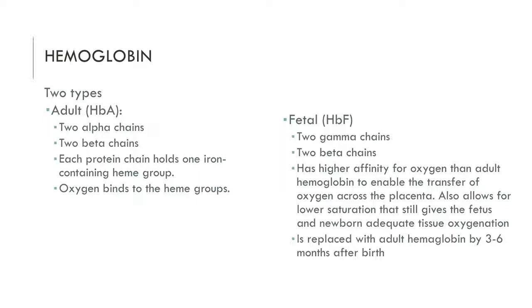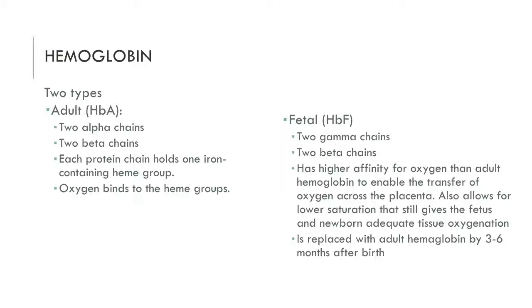And finally, we're going to talk about red blood cells. Red blood cells are dependent on hemoglobin, and there's two types of hemoglobin. The first type is known as adult hemoglobin, and in adult hemoglobin, there's two alpha chains and two beta chains, so there's four hemoglobin molecules that are hanging onto the oxygen. Each protein chain holds one iron-containing heme group, and oxygen binds to the heme groups.